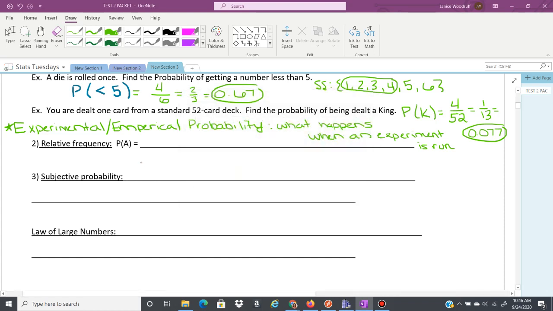Now the relative frequency will give you the probability in an experiment. So that's going to be the formula F over N, where F stands for the frequency of the event, so how many times the event occurred in the experiment. And N is how many experiments you ran, so your sample size, the total number of experiments.